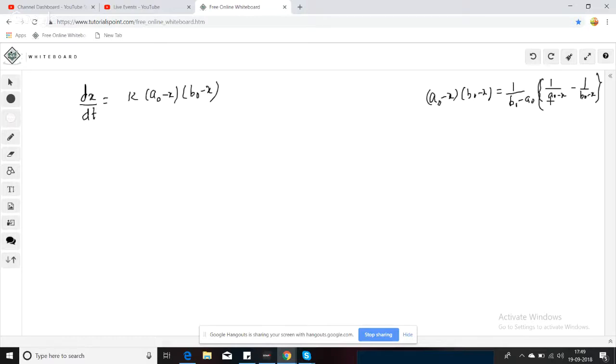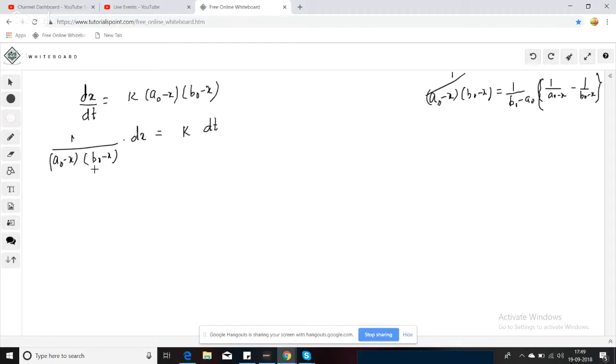On the left hand side, 1 by a naught minus x by b naught minus x, right? So now this we can write as 1 by a naught minus x into b naught minus x dx is equal to k dt, right?